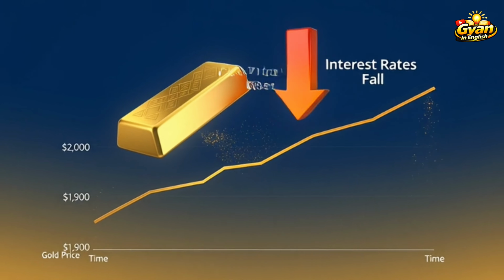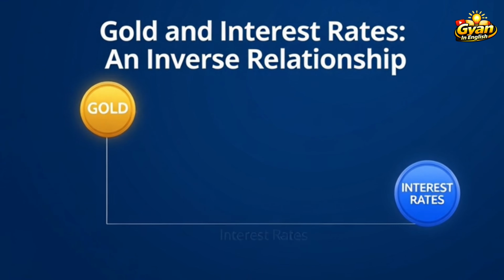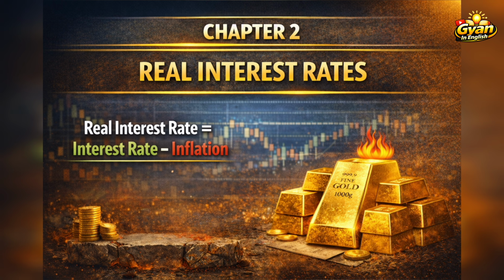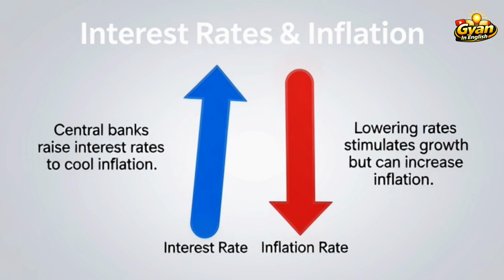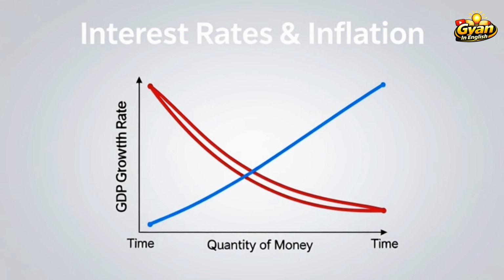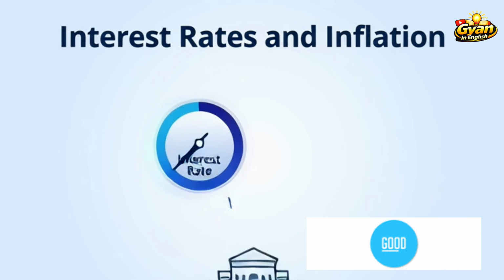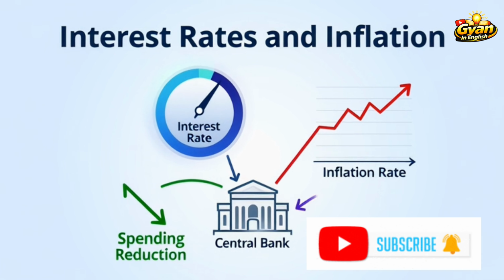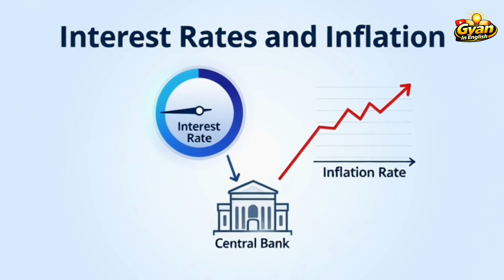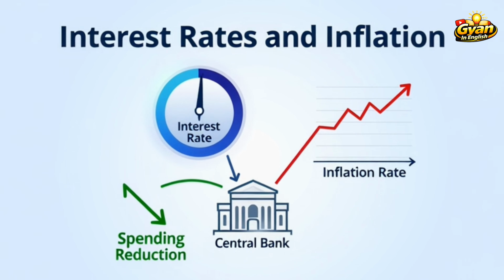But this is not the full story, because interest rates alone do not decide gold prices. Chapter 2 is real interest rates. In this chapter, we will understand real interest rates and why real return matters more than headline interest rates. What matters is the real interest rate. Real interest rate equals interest rate minus inflation. For example, interest rate equals 6%, inflation equals 7%. So the real return is negative, which is minus 1%.